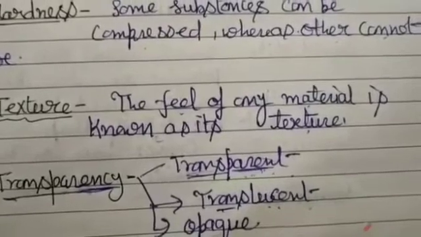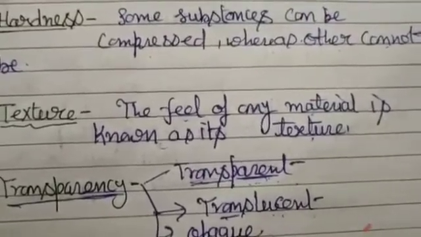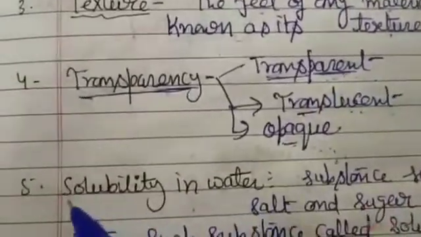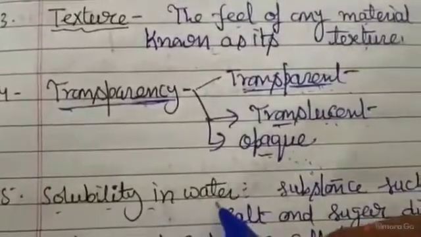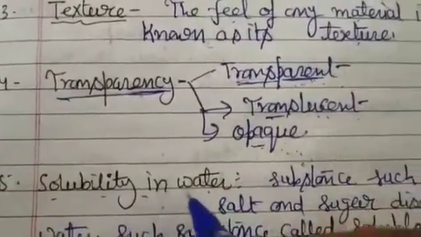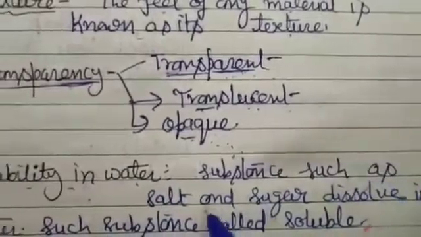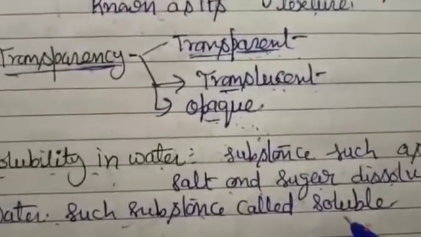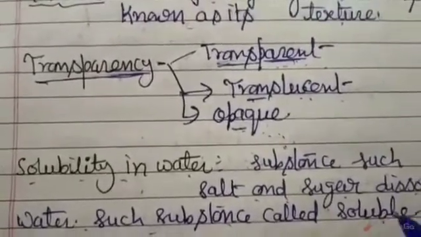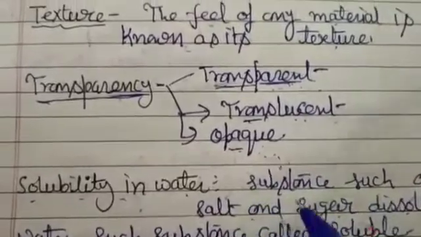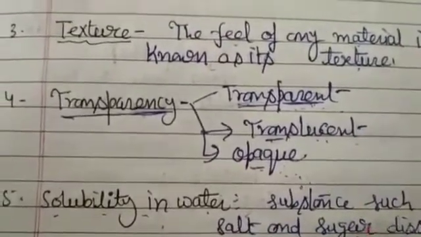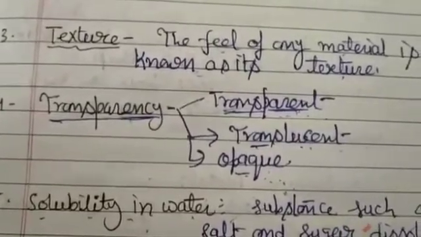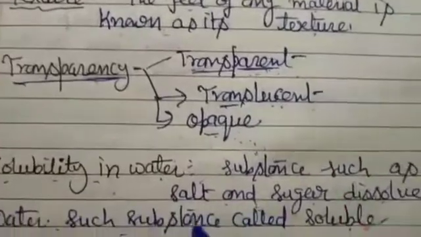Examples are wood, metal, and a brick wall. These are examples of opaque material. Next one, fifth property here, solubility in water. Substances such as salt and sugar dissolve in water. Such substances are called soluble. Some substances can dissolve in water, but some are not soluble. For example, chalk powder or sand settle down in the water and do not dissolve even on stirring. They are insoluble in water.